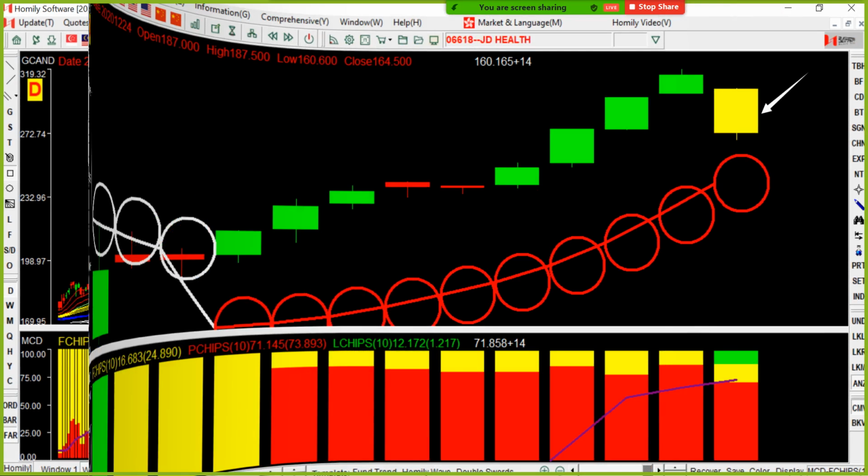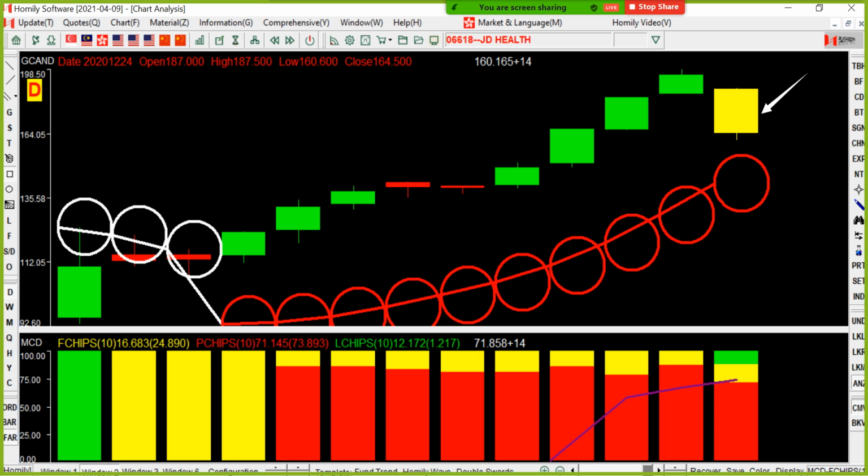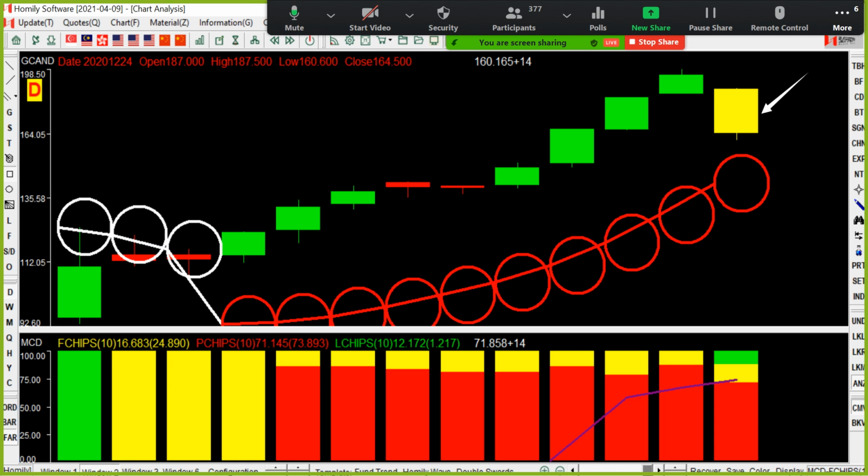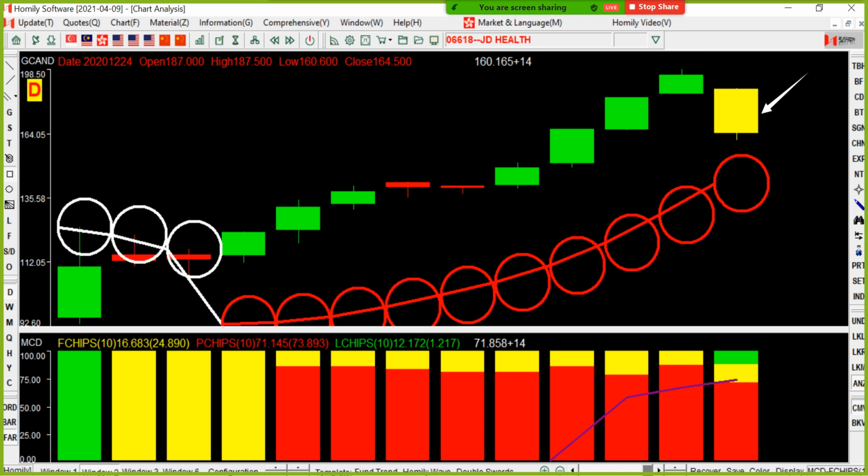Okay, then for JD Health, it's a new share and a very strong share in the recent 1 month after the IPO, all the way from $92 Hong Kong dollar to almost $200. But Friday dropped a lot. It's a yellow Taiji, right? It's a top alert. For short term, a little bit dangerous.